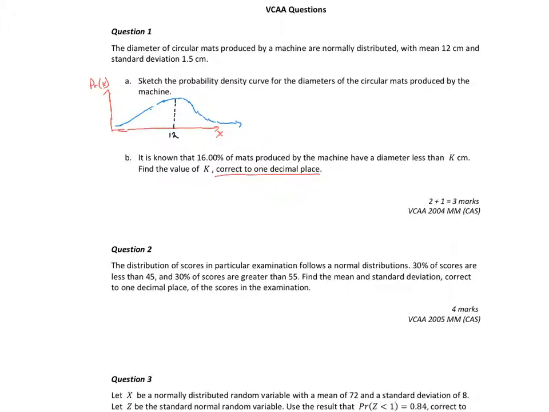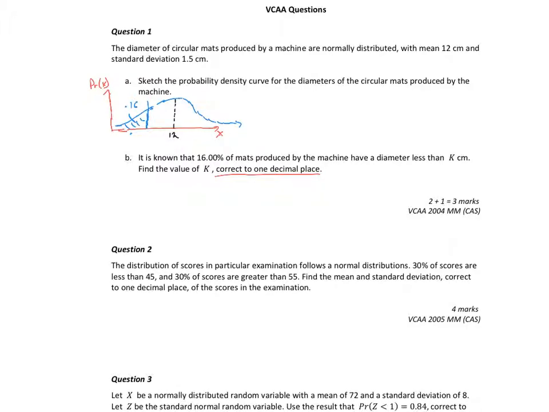So 16% is down here somewhere. So that's got to be an area there of 0.16, all right? So that's 84%, the rest of it. So we're actually thinking, okay, it's really 1 standard deviation. So I'm really not too sure here. It'll be interesting to see.